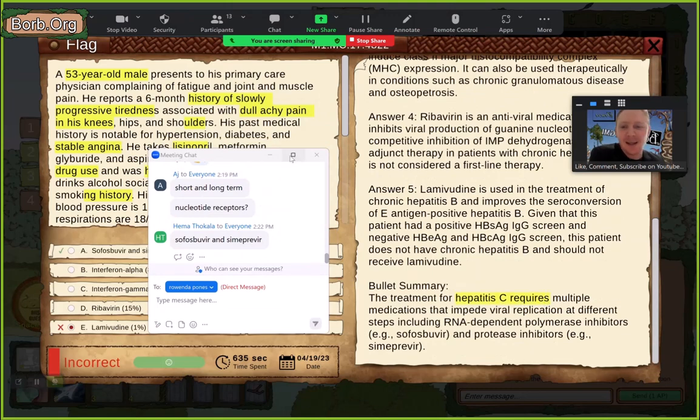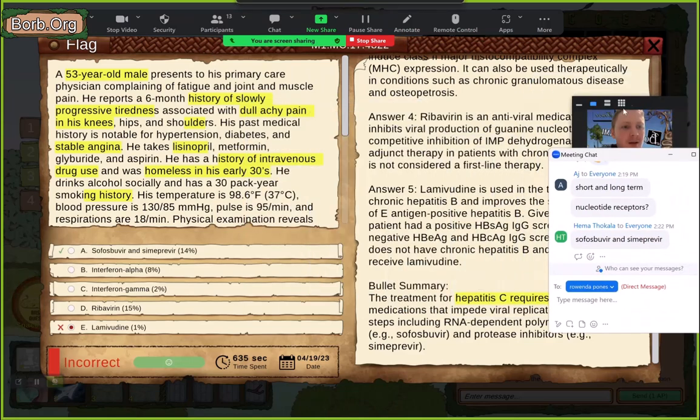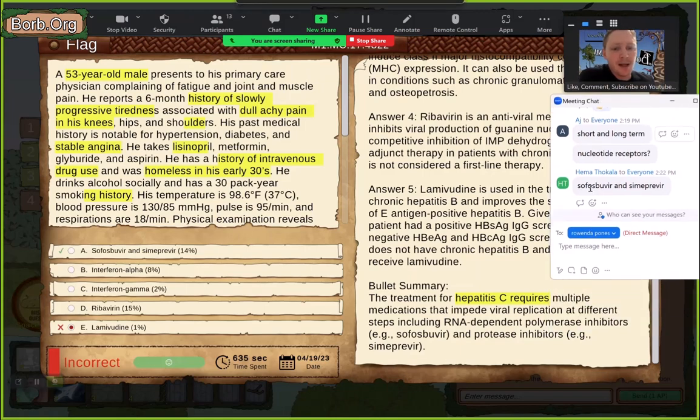Hepatitis C is treated with sofosbuvir and simeprevir. So that is absolutely right as well. RNA-dependent polymerase inhibitors, protease inhibitors.